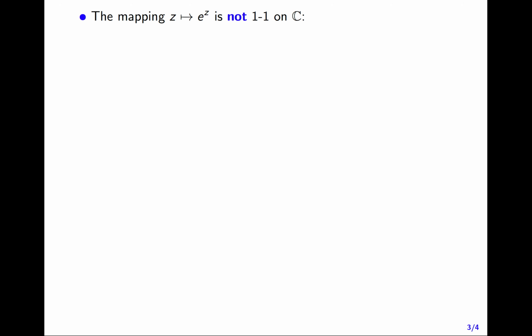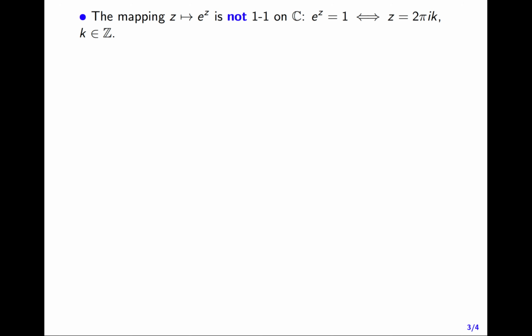Now we discuss a surprising difference between the complex exponential and the real exponential. Namely, the complex exponential is not a one-to-one function on the whole complex plane. We remember that the real exponential is one-to-one. It's always positive and it's strictly increasing. But with the complex exponential, we have the following.